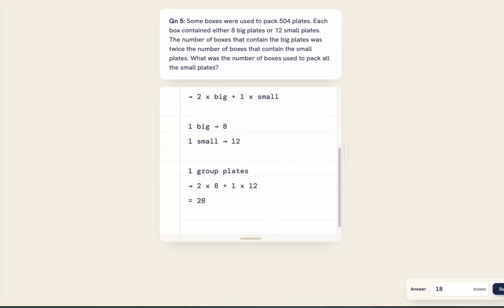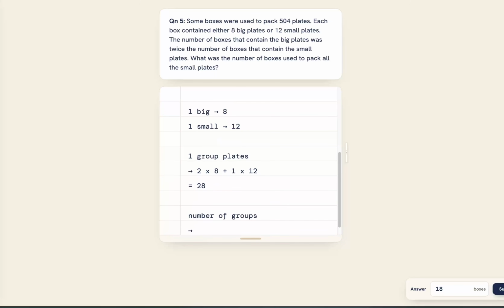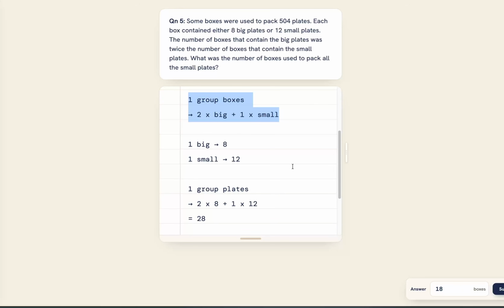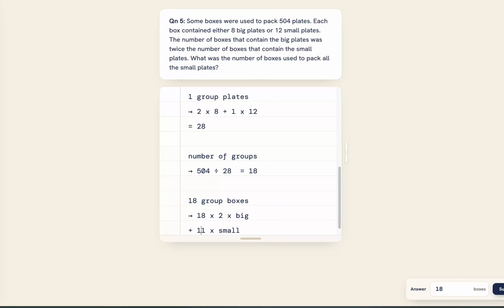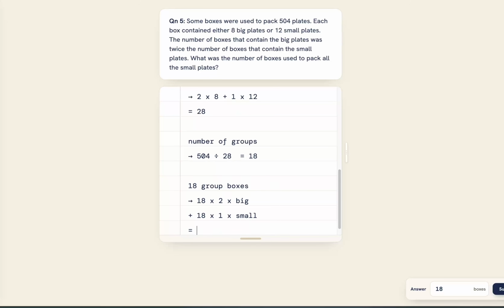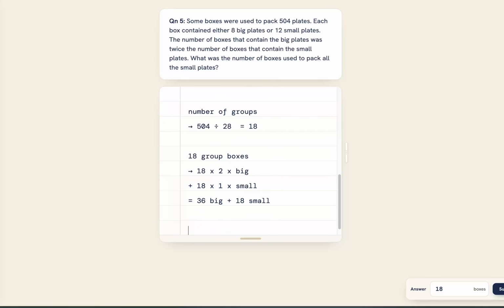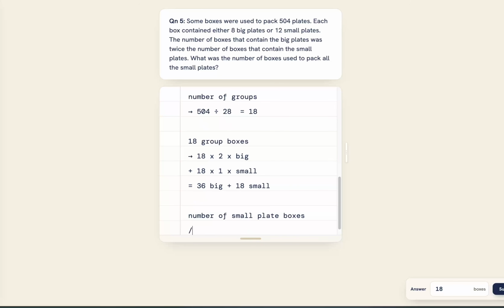Since we know one group of plates is 28, we want to find the number of groups. The total is 504, so we divide this by 28, and this will give us 18. Then one group of boxes is 2 times big plus 1 small. So 18 groups of boxes will be 18 times 2 for the big ones, plus 18 times 1, which is 36 big plus 18 small. Therefore, the number of small plate boxes will be equal to 18.